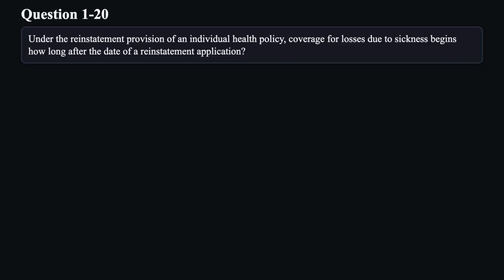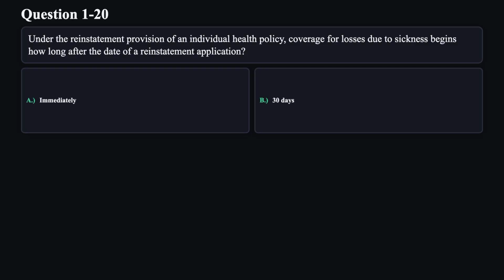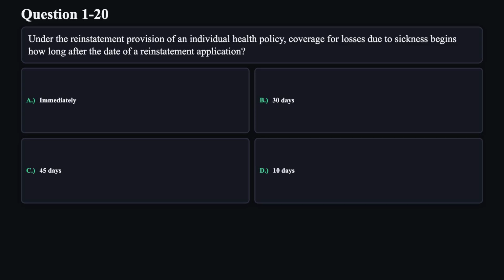Question 20. Under the reinstatement provision of an individual health policy, coverage for losses due to sickness begins how long after the date of a reinstatement application? A. Immediately. B. 30 days. C. 45 days. D. 10 days.